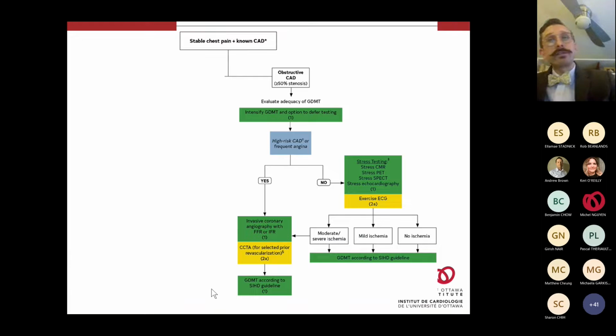Swinging to the other side of this algorithm, if the patient has known obstructive CAD, then we need to intensify their management right off the bat. If they have high-risk CAD or frequent angina, then you can refer for invasive coronary angiography. If they do not, you can get functional testing. Again, exercise ECG is a second-class option here, a Class 2A recommendation compared to the Class 1 garnered by stress CMR, stress PET, stress SPECT, or stress echo.